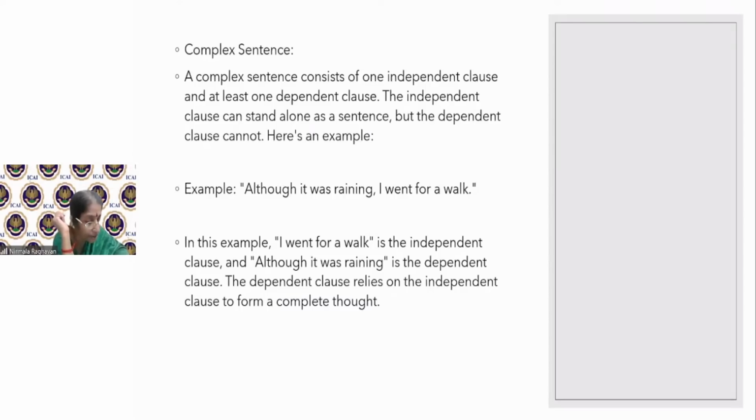Which one, Sanya? Which one are you asking whether it's a compound clause? Okay, you wait. We have not yet finished.